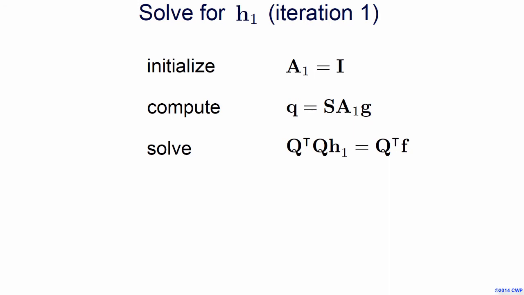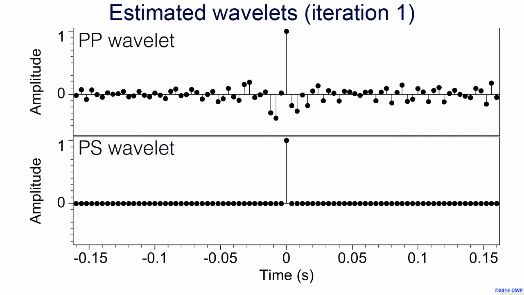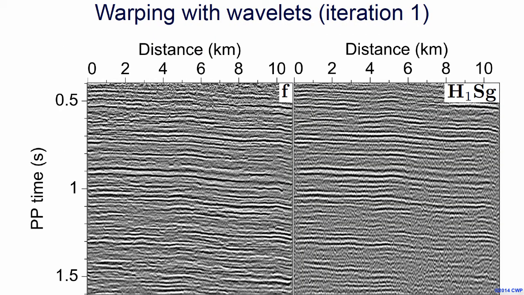Now this completes one iteration of our algorithm, and the resulting wavelets would be the following. Now, I want to remind you that the PP wavelet is simply a shaping filter that shapes the squeezed PS image to the PP image. Now if we apply this shaping filter to the PS image, we would get the following result. So what do we do for the second iteration?